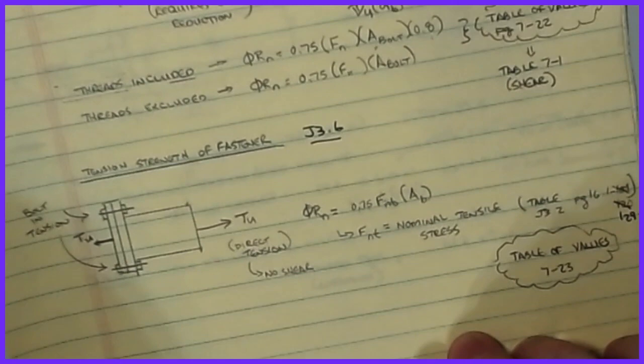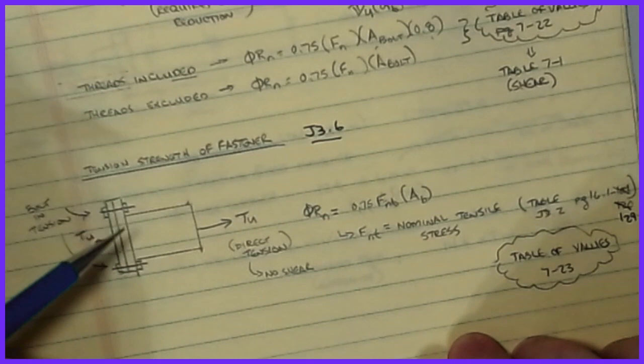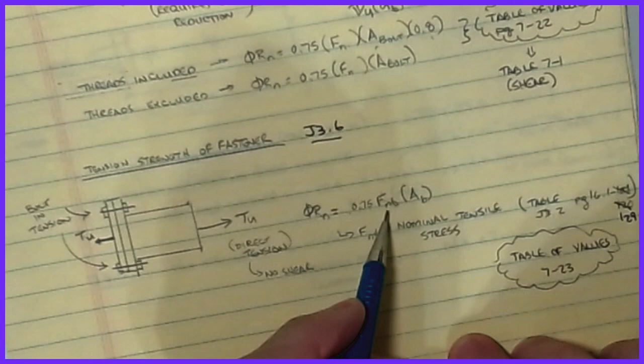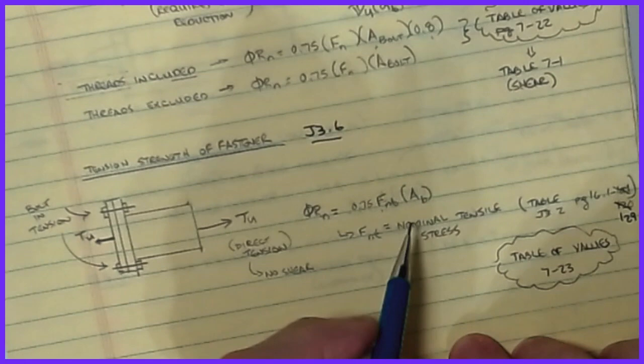Okay, for the tension strength of a fastener, that was the J3.6 and that Table 7.2 that I just showed you. It's the same kind of game, except now it's the capacity of the bolt, the 0.75 phi, and then the tensile stress that came out of that very first table that I showed you, multiplied by the area of the bolt. All right, so that will get us to there.